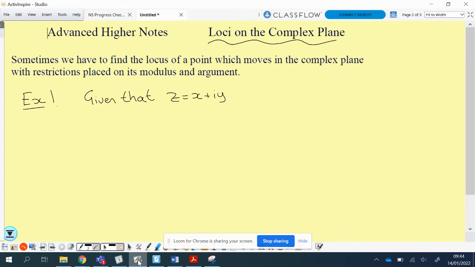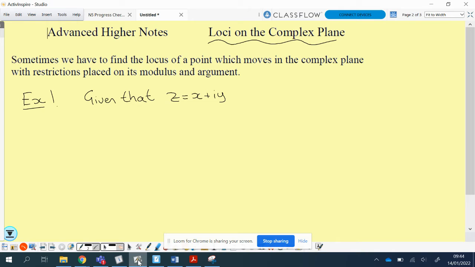Okay folks, today we're going to look at loci on a complex plane, which will be the final part of complex numbers. Sometimes we have to find the locus of a point which moves in the complex plane with restrictions placed on its modulus and argument. We're not going to know exactly what a complex number is, but if we're given a bound on it, a restriction on it, what could the possible solutions be? Where could this complex number lie on an Argand diagram, for example? Or what equation could it maybe lie on?